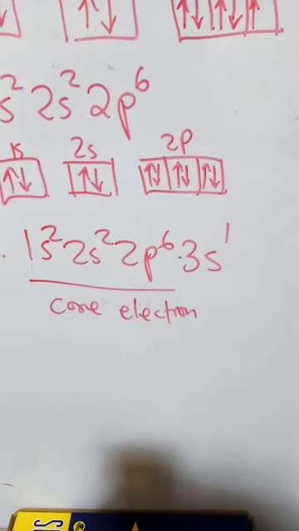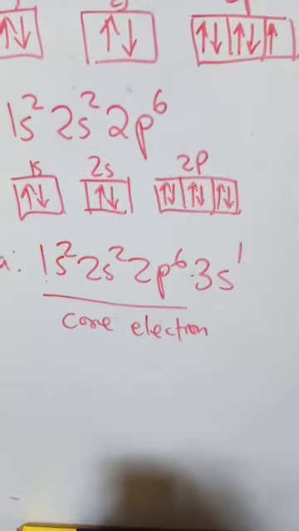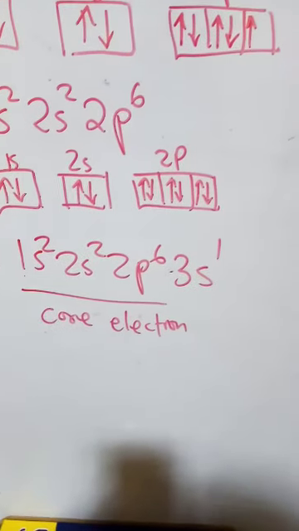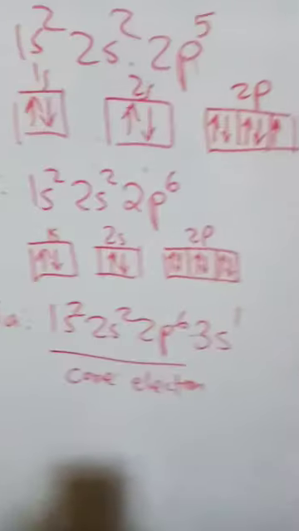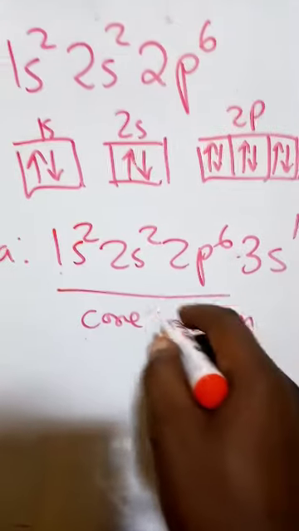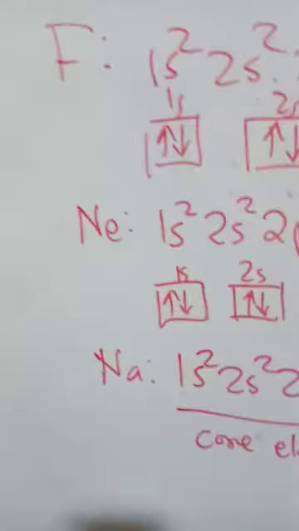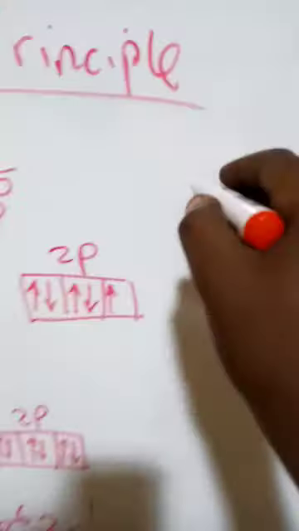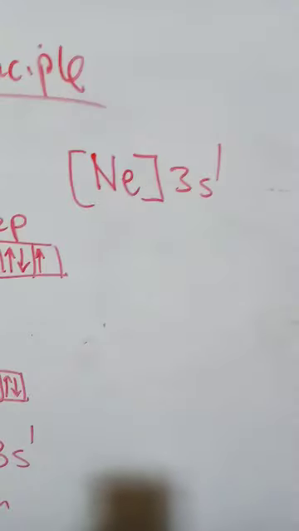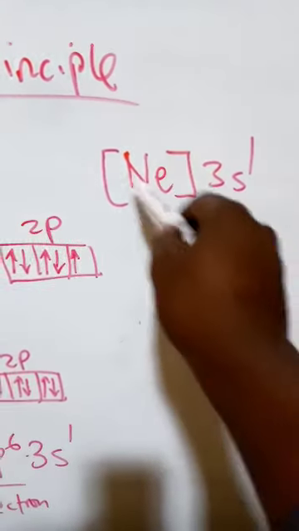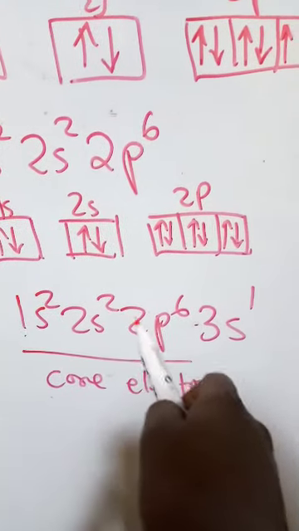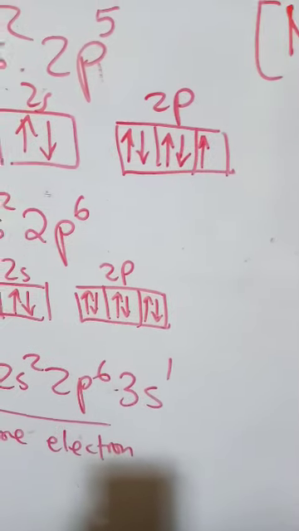So to avoid writing the inner electrons, or the core electrons, we can use a shorthand notation. So instead of writing 1s2, 2s2, 2p6, we can simply write the electron configuration for sodium as neon core, then 3s1. So the moment we write like this, Ne with these square brackets, we mean that we have 1s2, 2s2, and 2p6. That's the meaning.